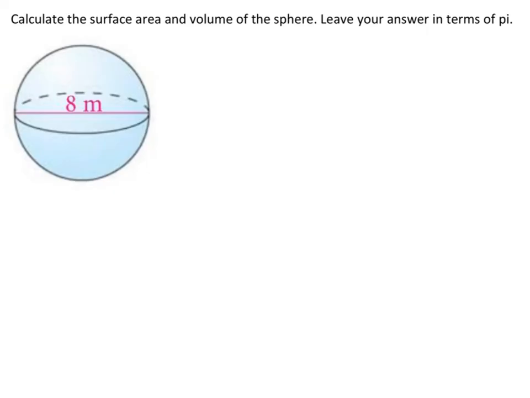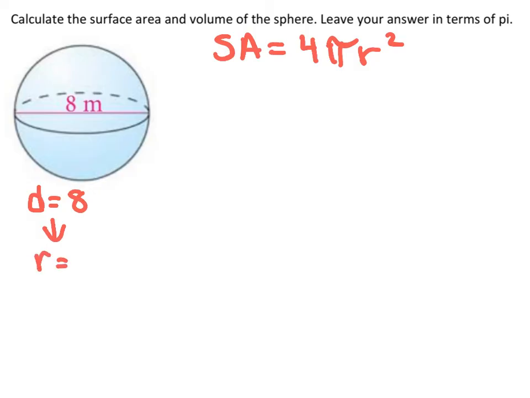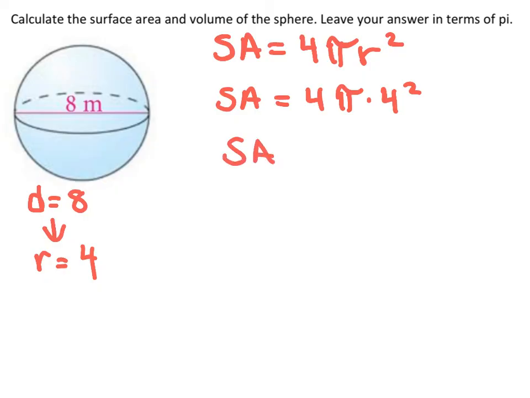For the next example, we're finding the surface area and volume again. So if I were to find surface area, it equals 4 pi r squared. Now this problem gives us that the diameter is 8, so we can infer that the radius is 4. So if I substitute, surface area equals 4 pi times 4 squared, that's 4 times 16, which is 64. So surface area is 64 pi meters squared.